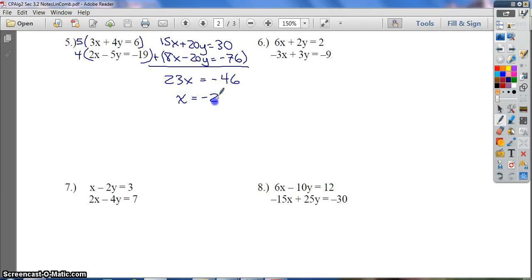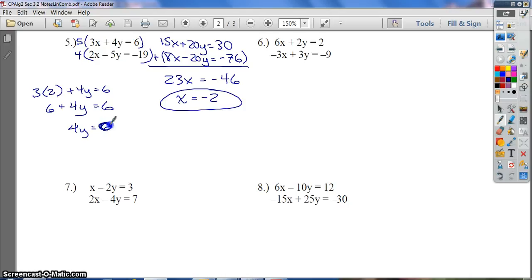So x is going to be negative 2 when I divide by 23. I'm going to plug the 2 in. So I have 3 times 2 plus 4y equals 6. So this is going to be 6 here. I'm going to subtract 6 over. 4y equals 0. Y is equal to 0. So negative 2, 0. Looks like our answer. Maybe, maybe not. Because when I plug that in, that doesn't work. So let me check some of my work here.